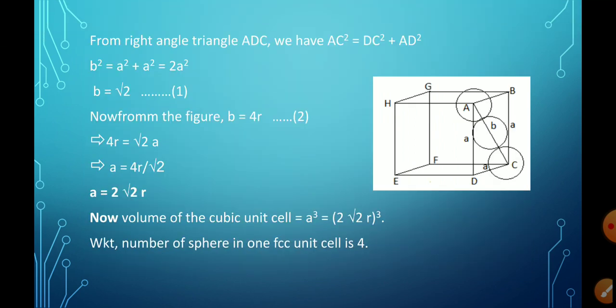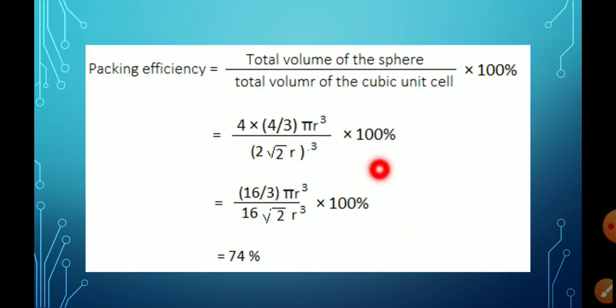Okay, 74 percent. What does it mean? 74% of this cube is covered by the particles. The remaining part, present in one unit cell, is empty space.